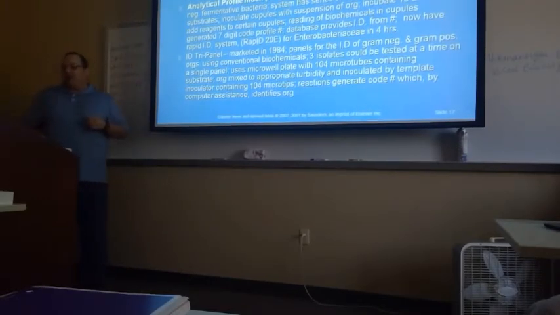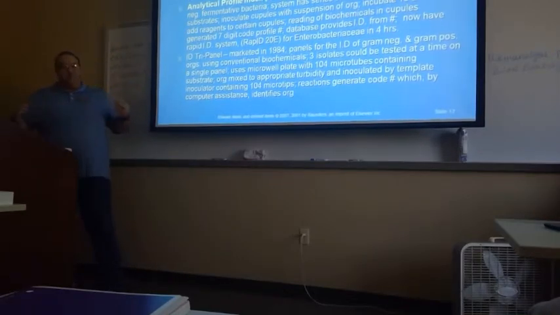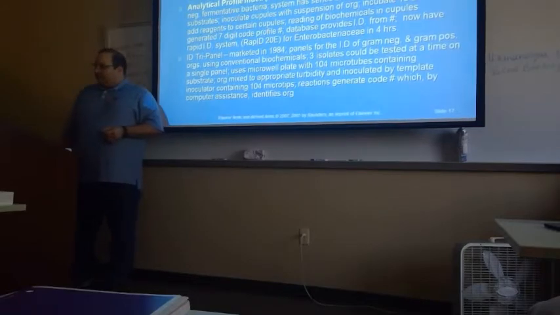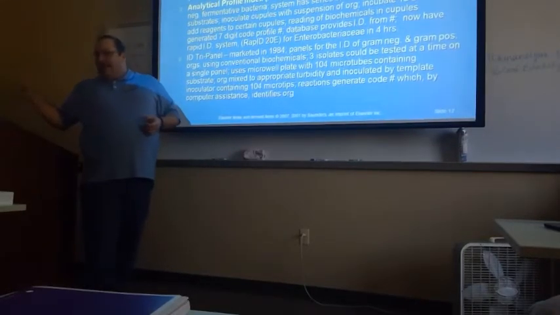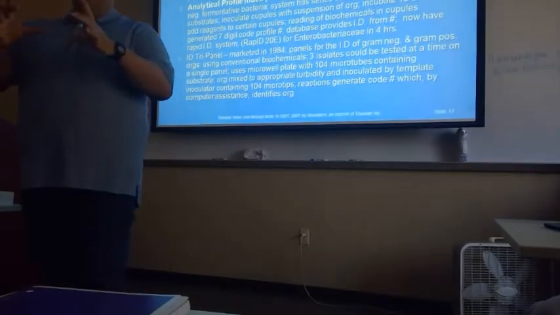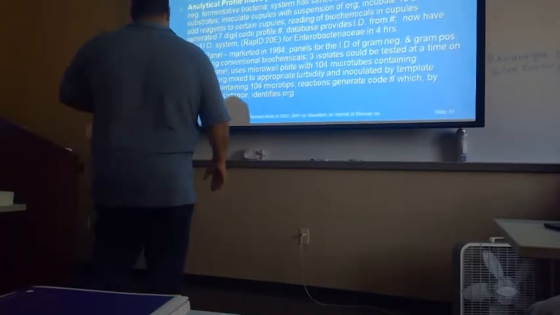The first one I showed you, that card, that's the API. A series of 20 cupules that contain the substrates and all that. The ID tri-panel is the same as that API. It was just a multi-card where you could do like 3 different organisms on one card. Think of it about the same though.